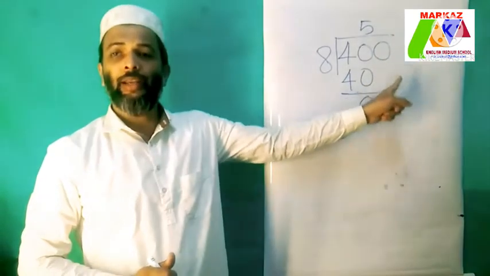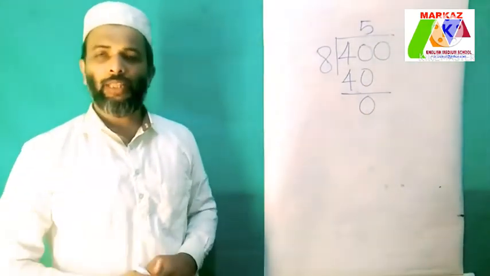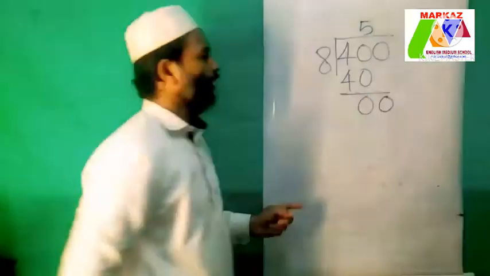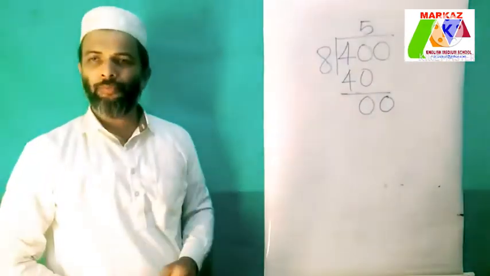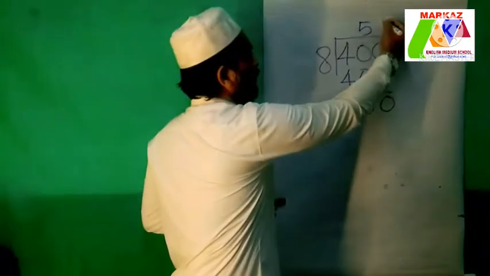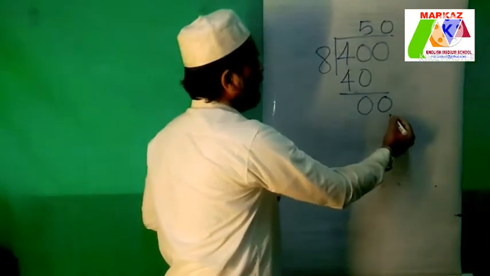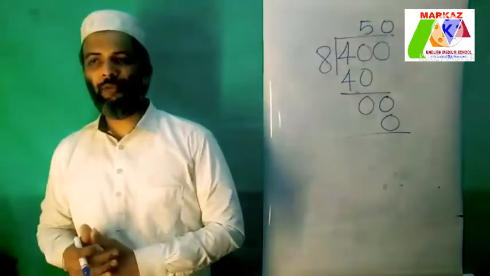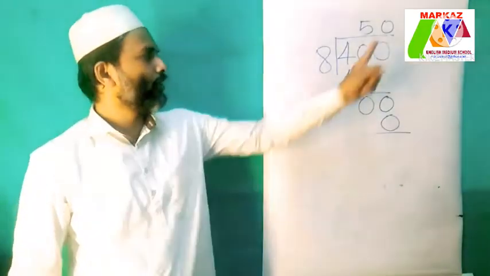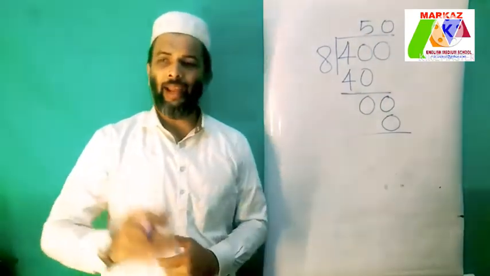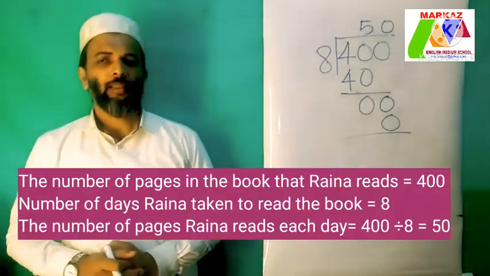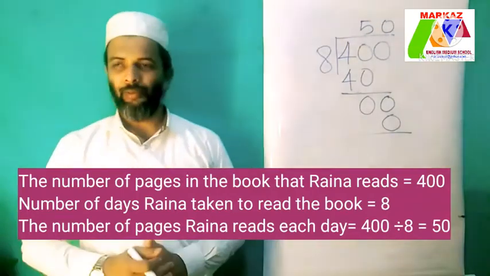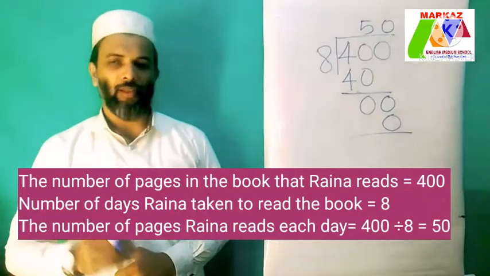So bring down next digit, which is the next digit? It is 0. How many 8s in 0? 0. 0 into 8, 0. Okay, now we finished all steps of division. Our quotient is 50. Write the answer in your third line. The number of pages Raina reads each day is equal to 50.